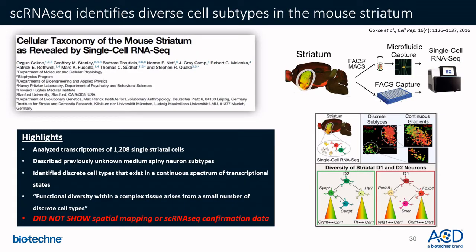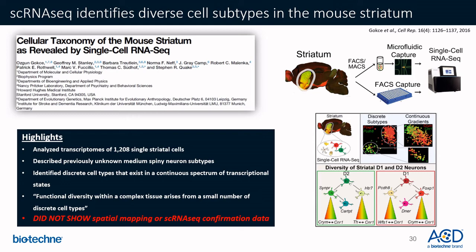This is a paper by Gokce published in Cell Reports in 2016, where researchers at Stanford identified novel subtypes of the D1 and the D2 striatal medium spiny neurons by analyzing over 1,200 striatal cells using single-cell RNA sequencing. They identified discrete cell types that exist in a continuous spectrum of transcriptional states and found that functional diversity within a complex tissue arises from a small number of discrete cell types.